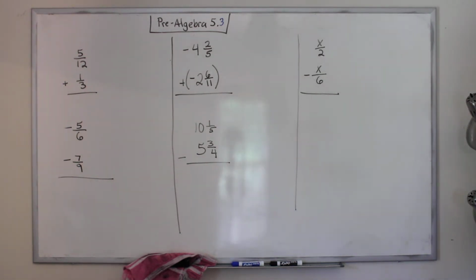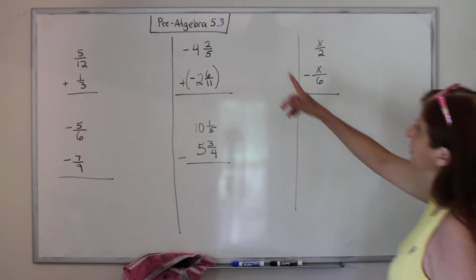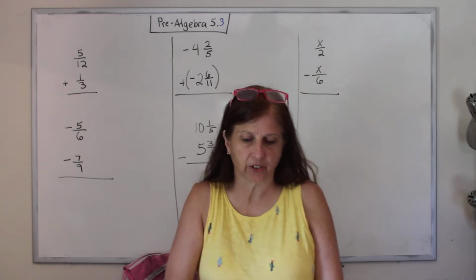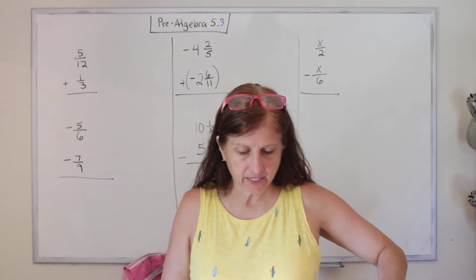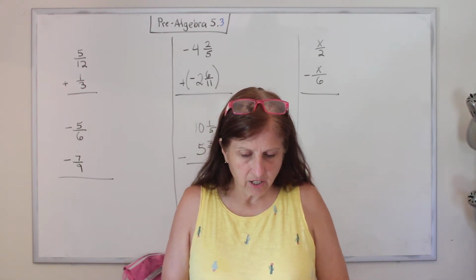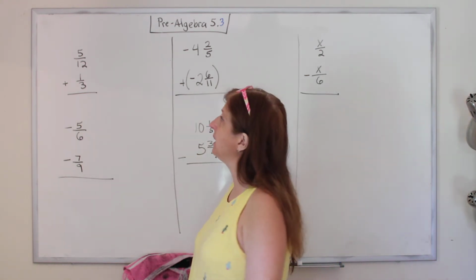Welcome back to Pre-Algebra Chapter 5, Section 3 in this book. And this one is titled Adding and Subtracting Unlike Fractions.